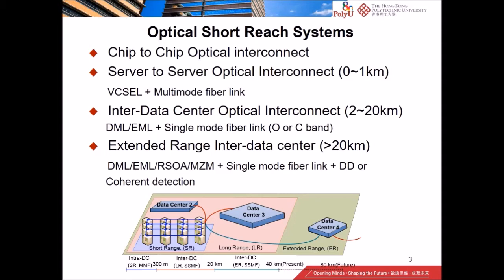So another category of short reach systems is the inter-data center optical interconnects. You can imagine you have multiple data centers that are somehow connected to each other, and those links, depending on the distance between servers, a lot of them are within 10 kilometers, 2 kilometers, or 20 kilometers, these sort of ranges.